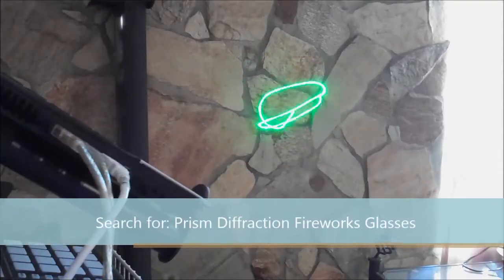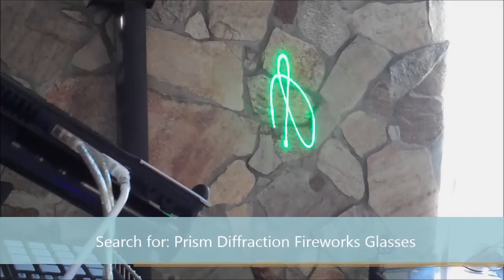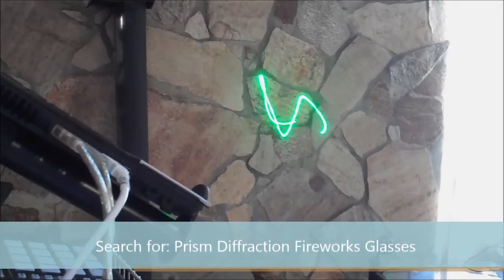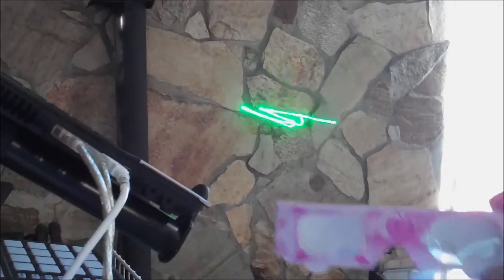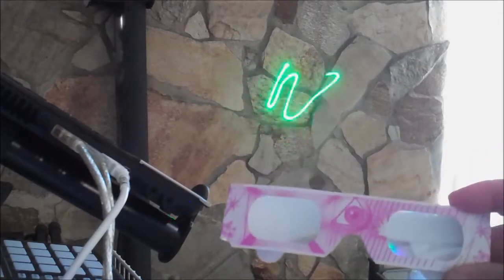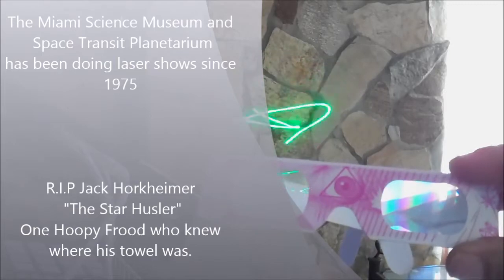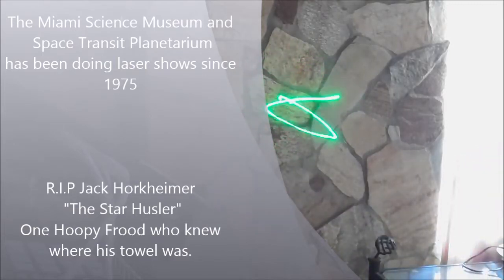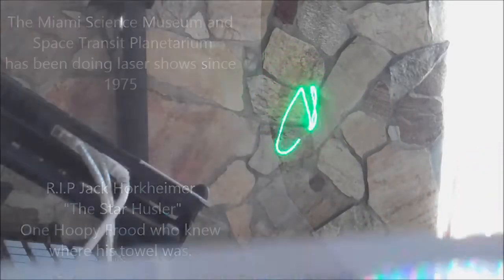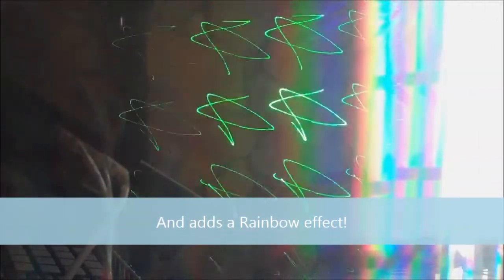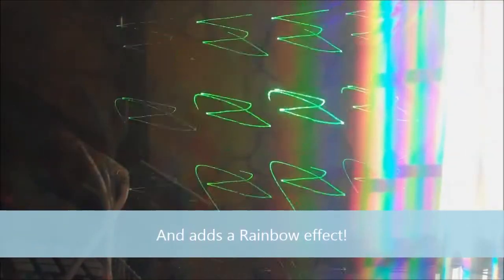Here I have some novelty glasses that I got for free from the planetarium. These novelty glasses actually multiply the image. So you wear them at the laser show to help make the image look pretty trippy. If you put this over the camera lens like this, you'll see how it multiplies the image.